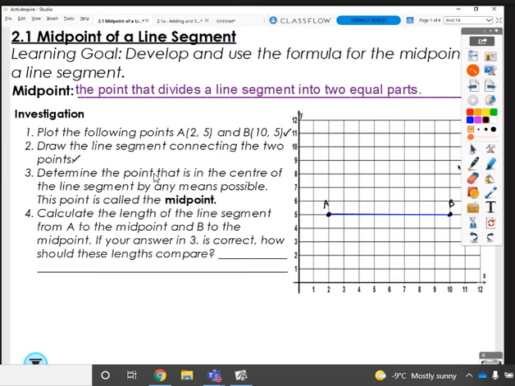It says determine the point that is in the center of the line segment by any means possible, using anything. Does anyone know what coordinate is directly in the middle of this line segment? Yeah, Camille? (6, 5). Let's have a look. (6, 5), right there. We'll call that M of AB. So capital M meaning the midpoint of which line segment? So we put a little subscript below, AB. Do we agree with that?